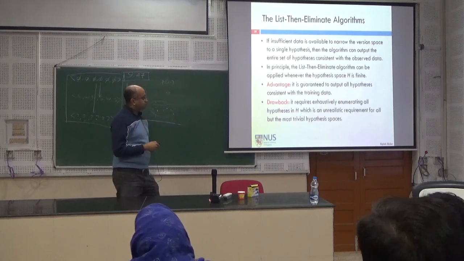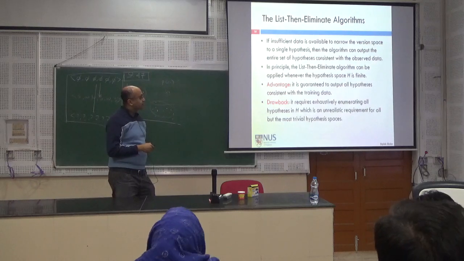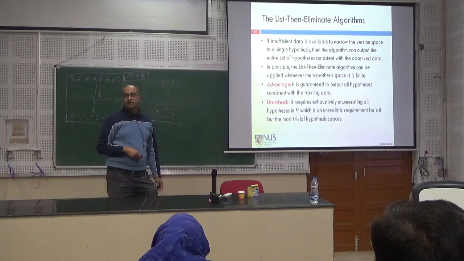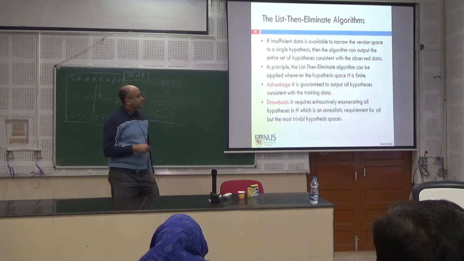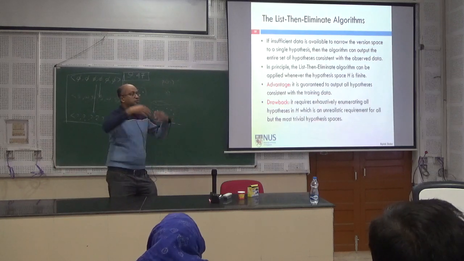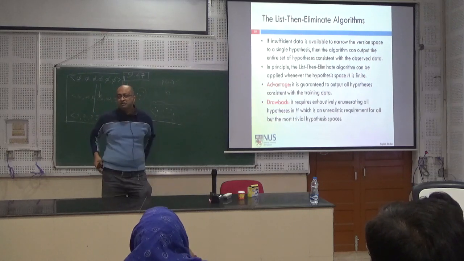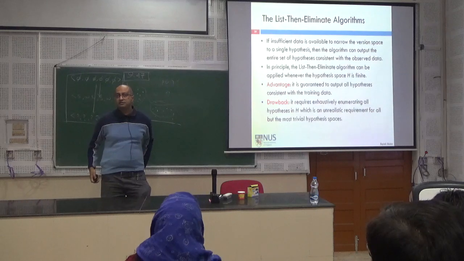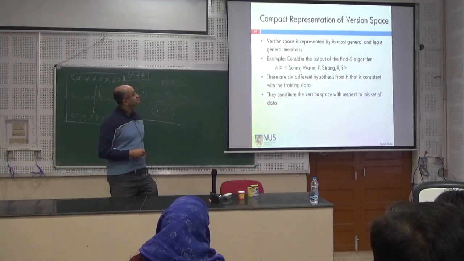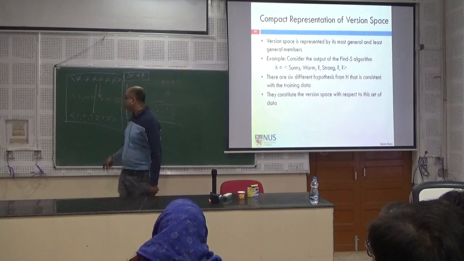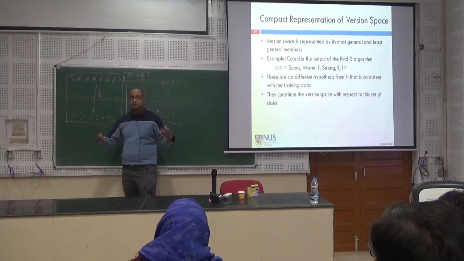And the advantage is that it is guaranteed to output all the hypotheses that are consistent. But you have to exhaustively enumerate all the hypotheses and then test each one. That's time consuming and not computationally very efficient. So we want to do something else. We want a more compact representation of the version space. I don't want to define it like this, but much more simply.